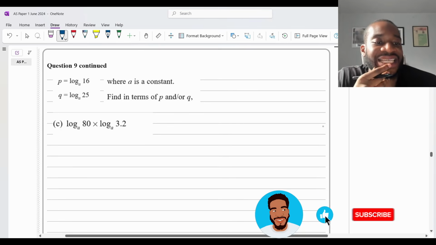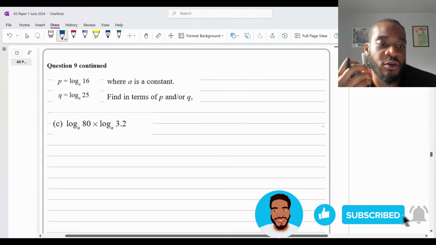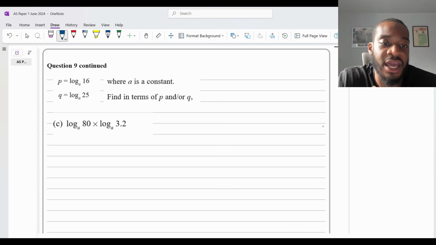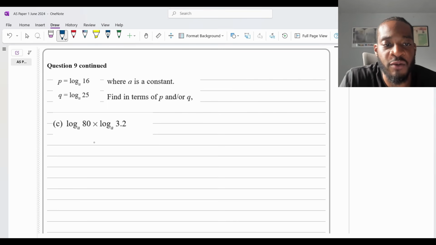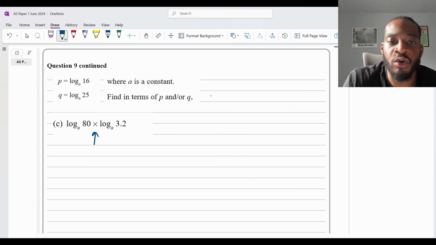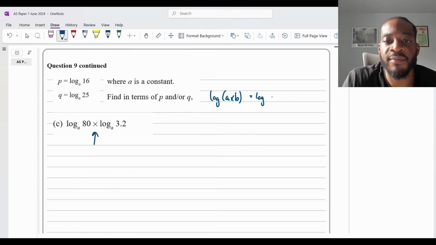Okay, so part C says find log base A of 80 times log base A of 3.2, in terms of P and/or Q. Now this one here, you don't want to get tripped up immediately. We've got a product in the middle of these two. There's nothing we can do here. You may be thinking of your log law, log of A times B is equal to log of A plus the log of B, right? This is the log law. You can see there's a plus in the middle. There is a product here, a multiplication. If that was a plus, then you could combine them. So that is one thing just to point out.